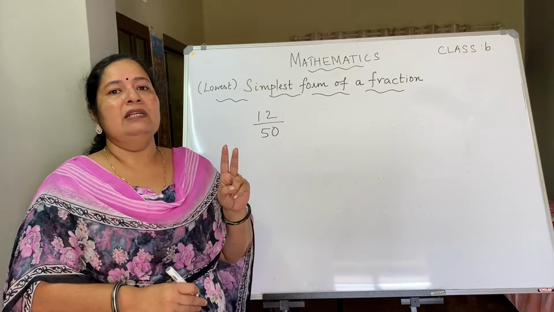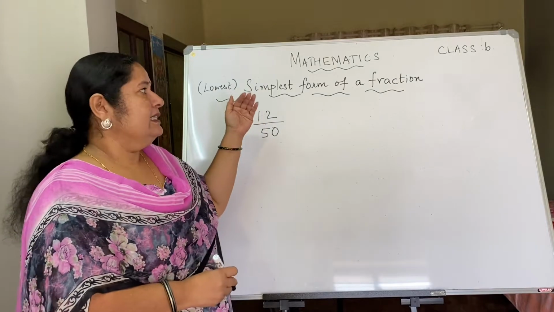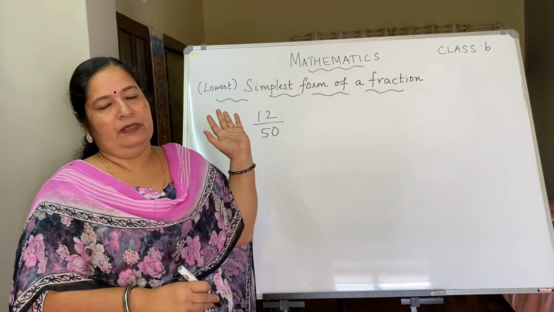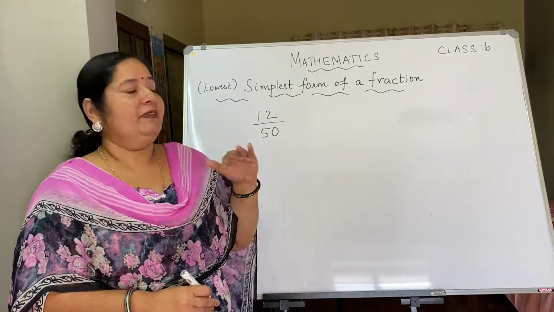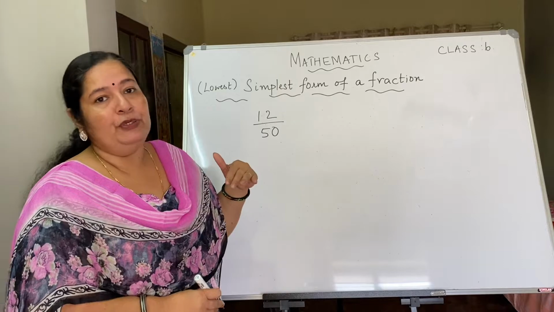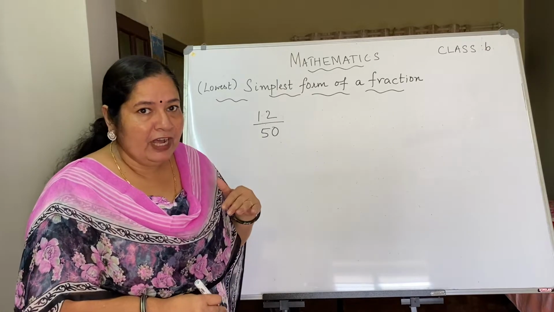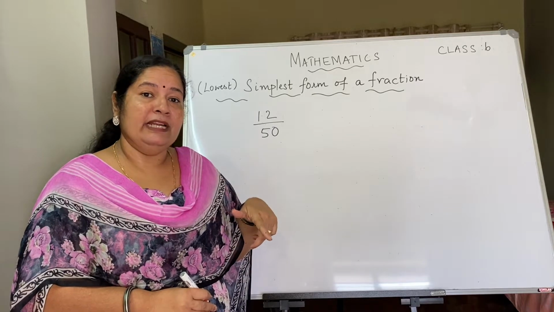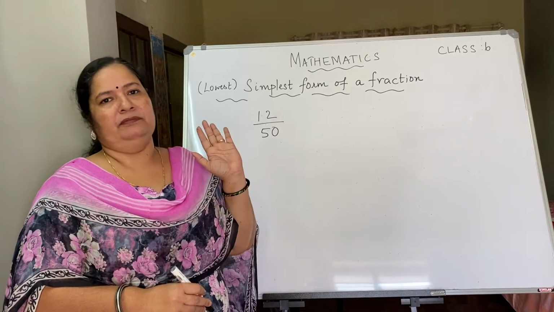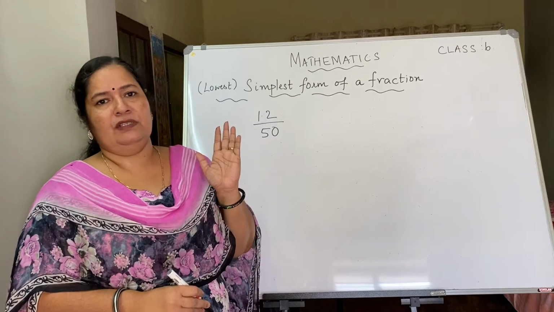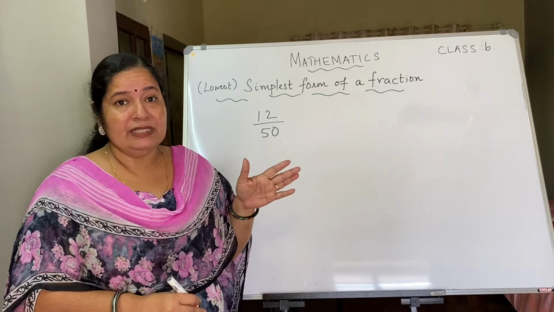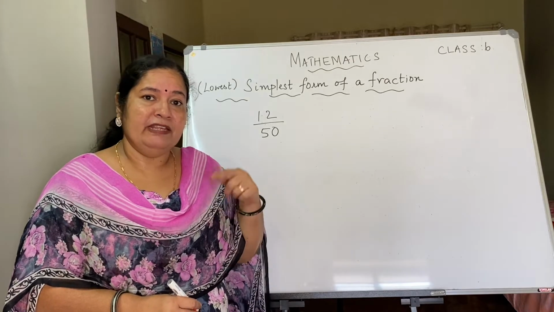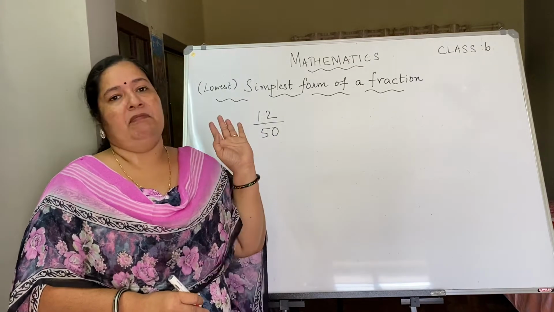There are two methods by which we can simplify or reduce a fraction into the lowest form. The first method: here what we do is divide both numerator and denominator by the same number. Any number you can choose. Only condition is both numerator and denominator should be divided by the same number.